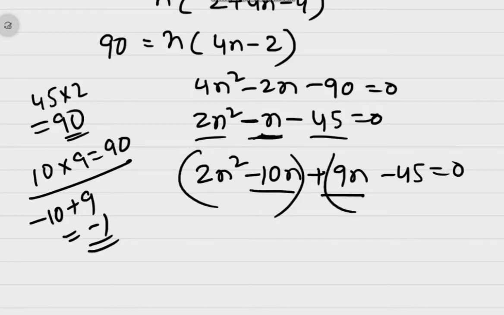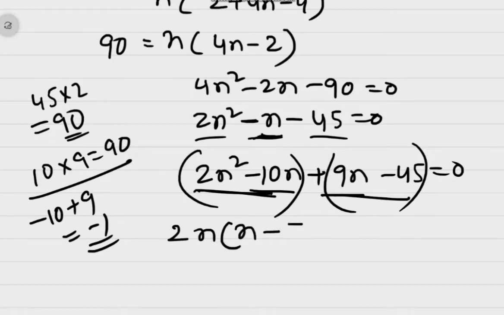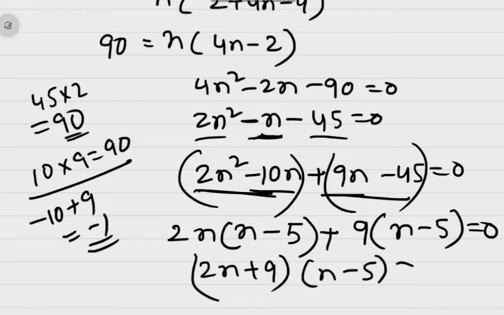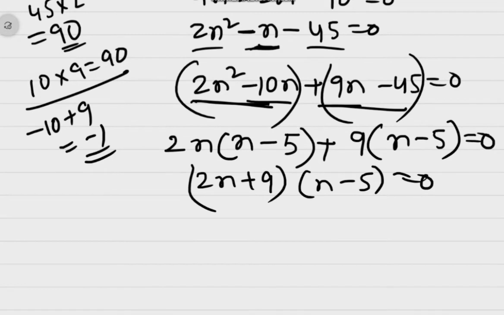We can have brackets like this, and now if you take out 2n common from the first one, you will get n minus 5, isn't it? Plus, in the second one you can take 9 as common, so you'll get again n minus 5 equal to 0. So this will be 2n plus 9 and n minus 5 equal to 0. Okay. Now if 2n plus 9 is equal to 0, see, this is again a product. Suppose a into b equal to 0.